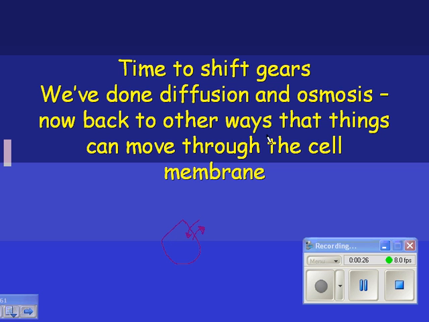So now what we're going to do is go back to other ways that things move through cells. So we've got simple diffusion, and then we talked about osmosis, which is the diffusion of water. And now we have a couple of others to look at.